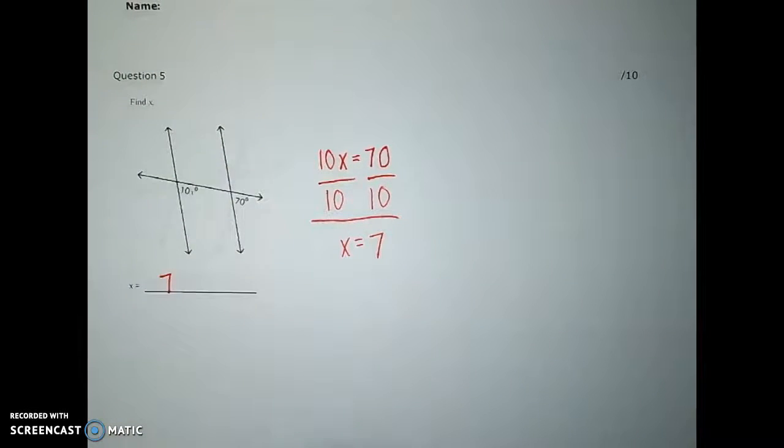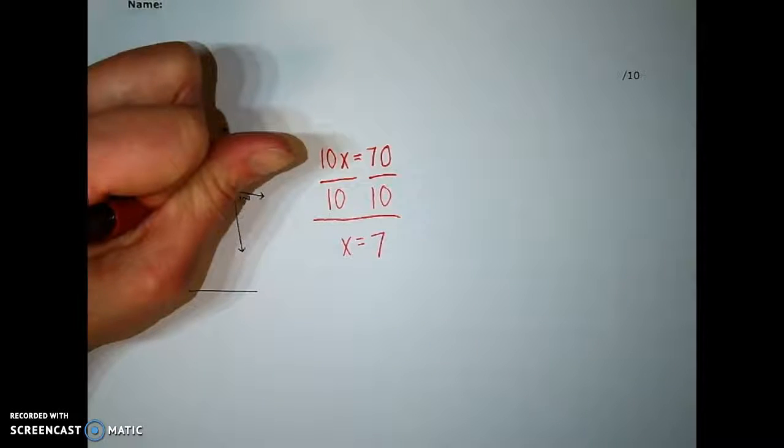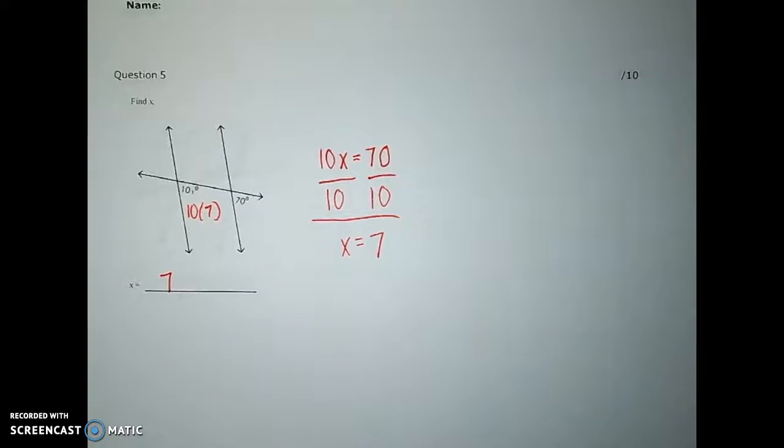Now if I want to double check my work, I can plug 7 back in for x, and 10 times 7 gives me 70, so I know that I didn't make a mistake.